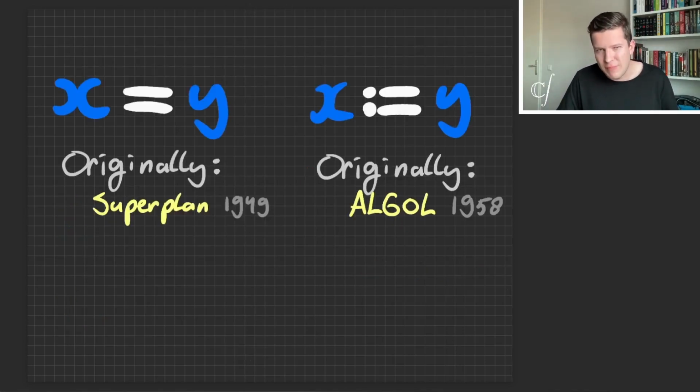Now in terms of symbols, the real nitty-gritty details of this video, you have x equals y as an assignment, and you have x colon equals y as an assignment. If you do a little bit of a history lesson, you can see that Superplan, a very old language, wasn't actually very popular, I think. I wasn't around in 1949. I looked up a few examples and it was actually a Dutch or a German language.